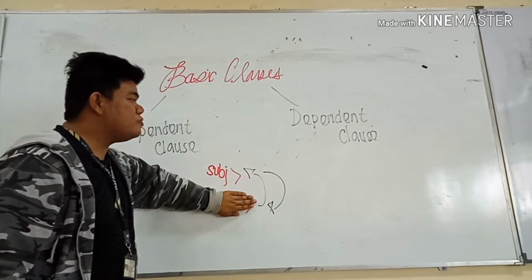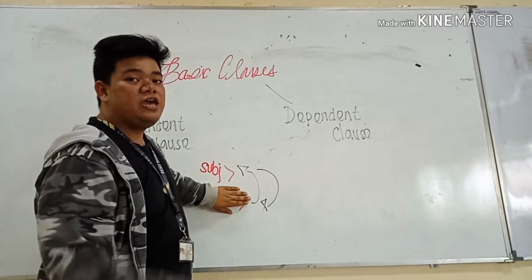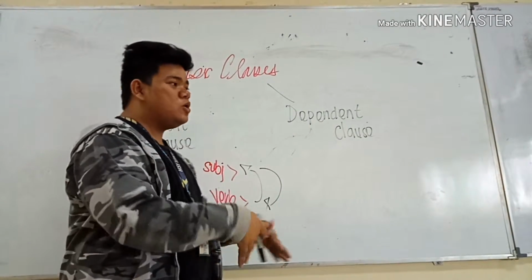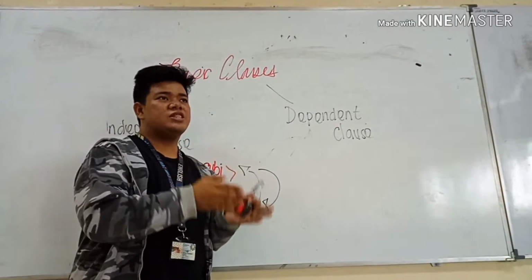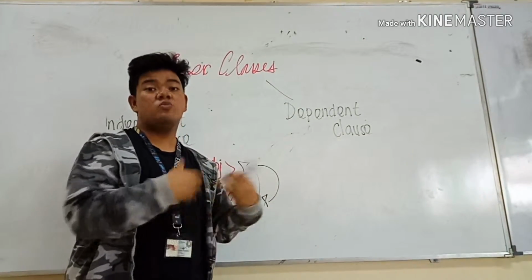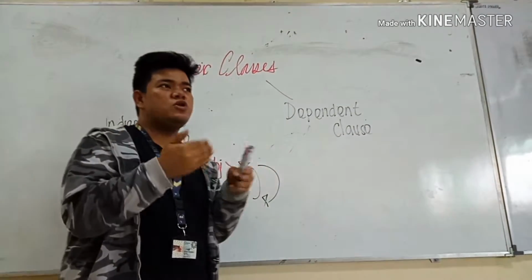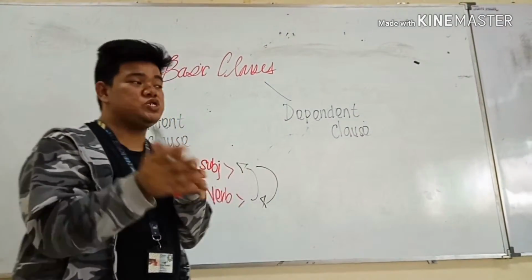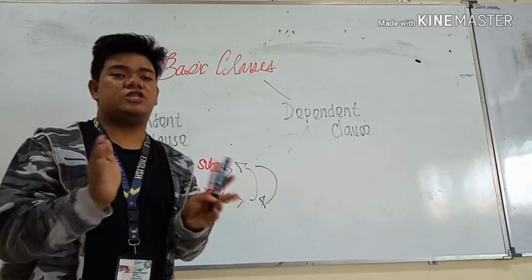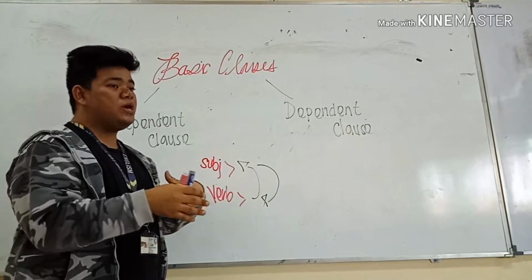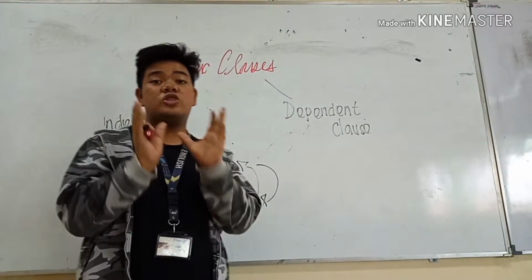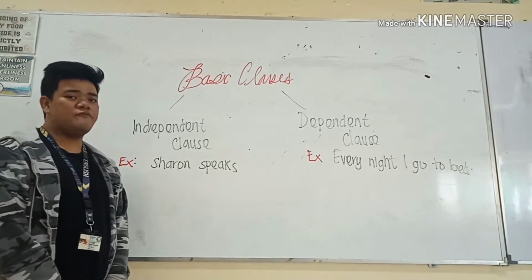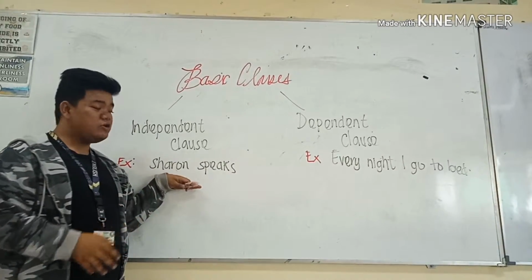But if the verb is gone, it becomes a dependent clause. Again, a dependent clause cannot stand by itself. For example, I'm going to eat lunch after. Then what? After what? You will notice that when a dependent clause is mentioned, the thought is not yet complete. But when you hear an independent clause, the thought is already complete. An example of an independent clause is Sharon speaks.